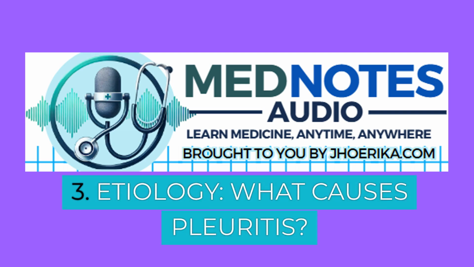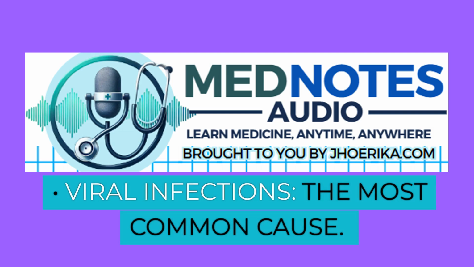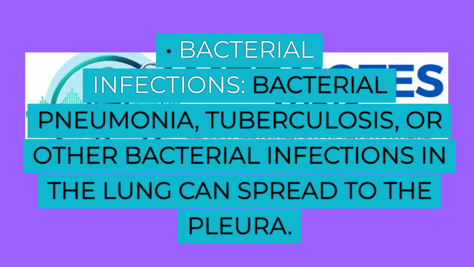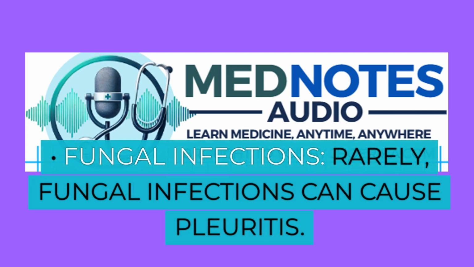3. Etiology. What causes pleuritis? Infections. Viral infections, the most common cause. Respiratory viruses such as influenza or adenovirus can cause pleuritis, as well as other systemic viral infections. Bacterial infections. Bacterial pneumonia, tuberculosis, or other bacterial infections in the lung can spread to the pleura. Fungal infections. Rarely, fungal infections can cause pleuritis.